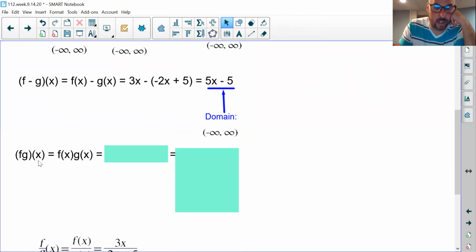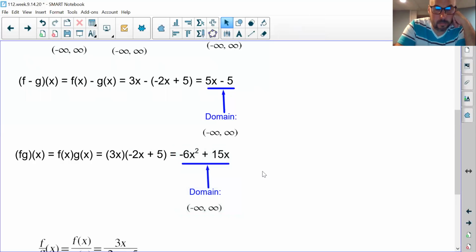f times g of x is the same thing as f of x times g of x. Now here it should be clear that we're not distributing, because in algebra, we don't distribute multiplication over multiplication. Think of this as just a way to separate them. So I know what f of x is, I know what g of x is, and I can multiply them. That's an Algebra 1 problem. I just have to multiply according to the rules. Now here we're multiplying, and here we have addition, so now finally we have distribution. I'm really distributing 3x to both of these terms, and taking my time and being careful to distribute and add correctly. So I get negative 6x squared plus 15x, and again, the domain is all real.